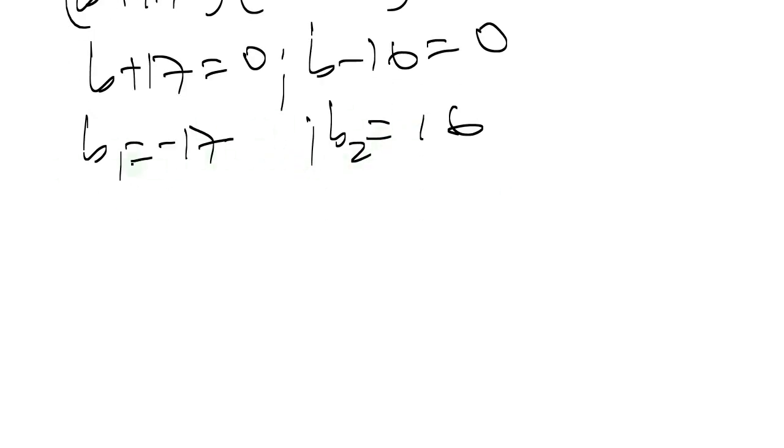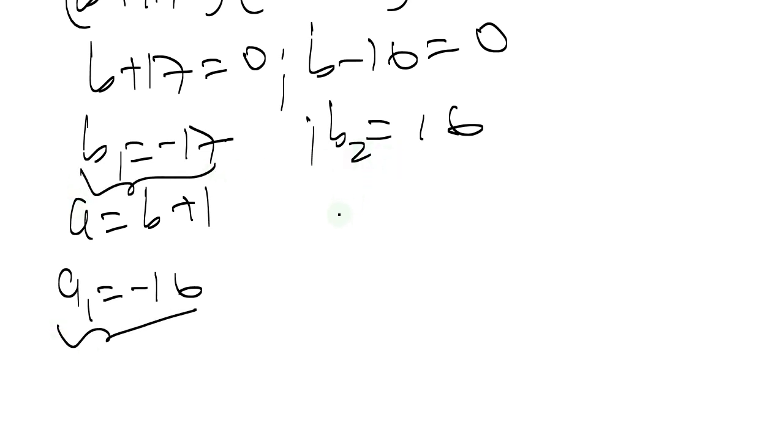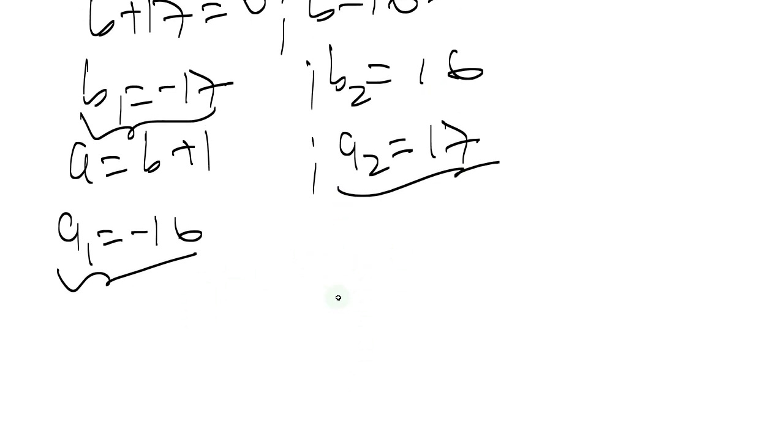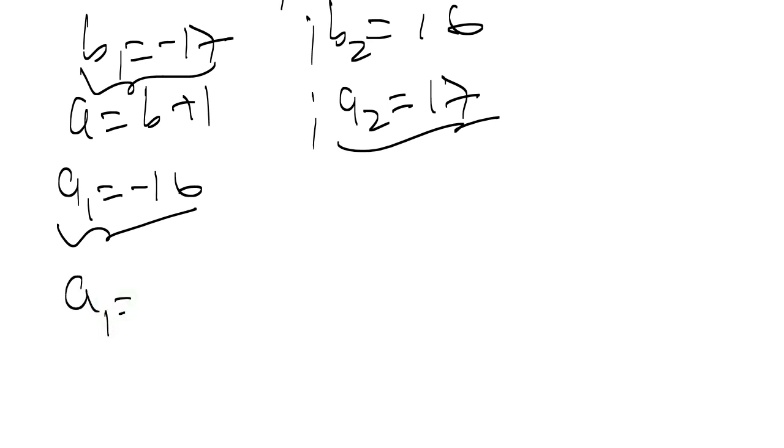Real solution. Okay, so b1 is negative 17, so we say that a is equal to b plus 1, right, there in the beginning. And then it means that a1 is going to be minus 17 plus 1. This is going to be minus 16. Okay, this is a solution. And then this means that a2 is going to be equal to what? 16 plus 1, which is going to be 17. Okay, cool. So organizing these solutions, guys, we have a1 equals negative 16, right? And a2 equals 17, right?